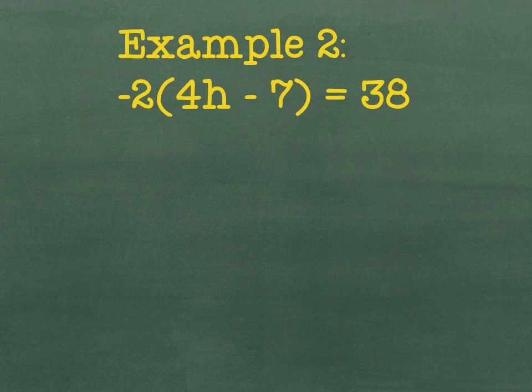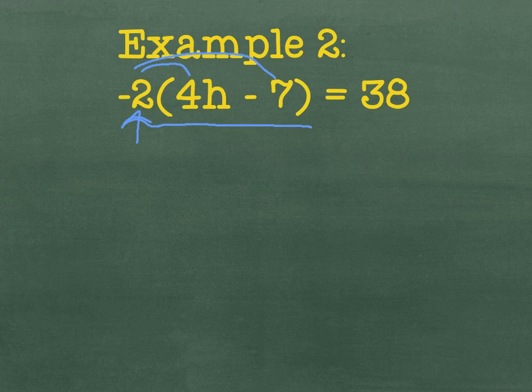Example 2, I have negative 2 times the quantity 4h minus 7 equals 38. So in this case, I see that I have some work to do over here and simplify this first. The parentheses indicate that I should probably be doing the distributive property here. The number out in front confirms that. So what I want to do first is distribute that negative 2 to both parts on the inside by multiplying.